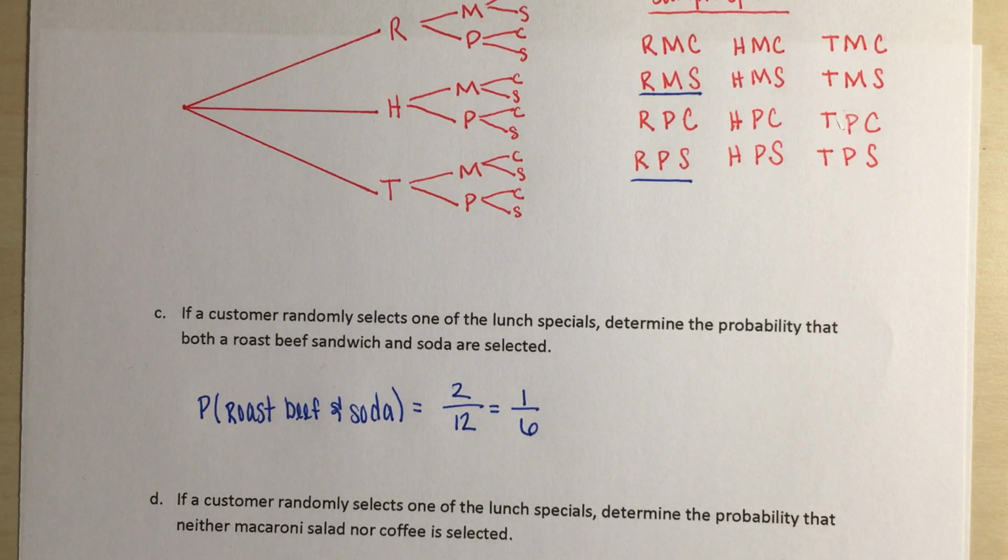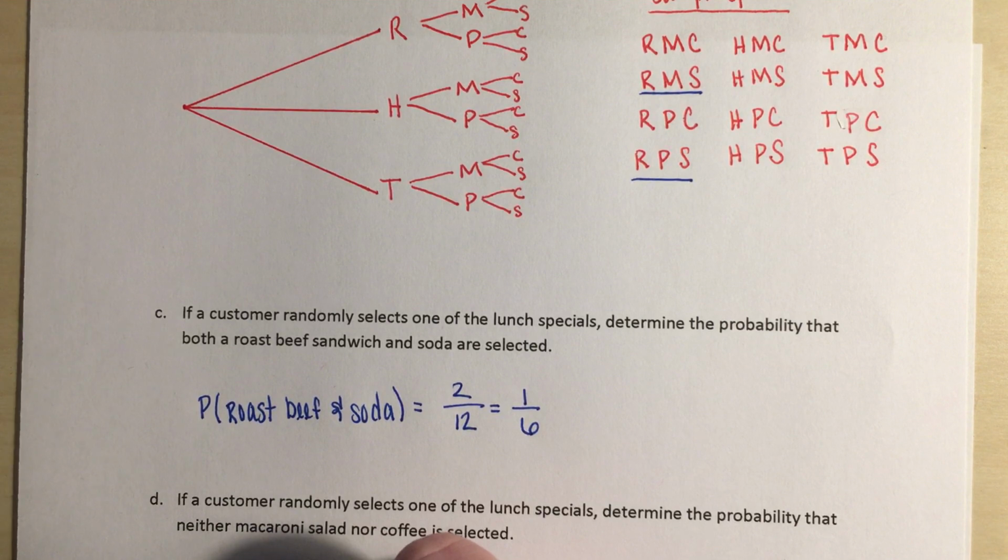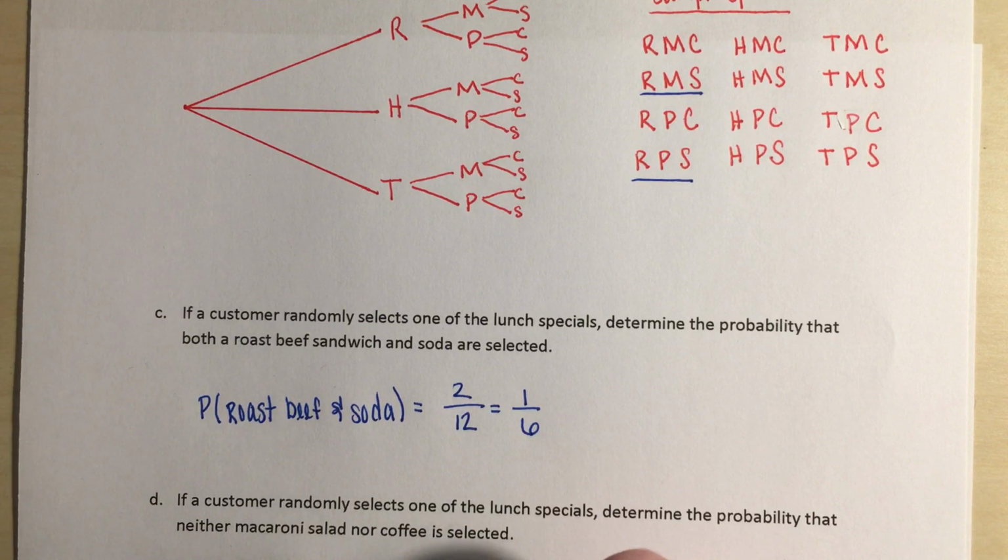All right, part D asked us, if a customer randomly selects one of the lunch specials, determine the probability that neither macaroni salad nor coffee are selected. All right, so neither macaroni salad nor coffee.